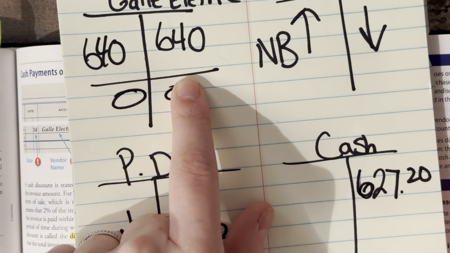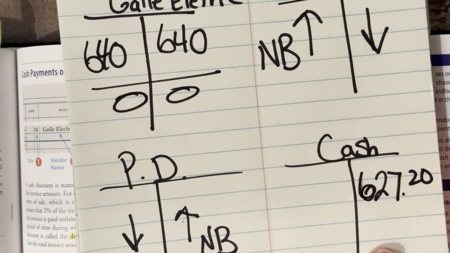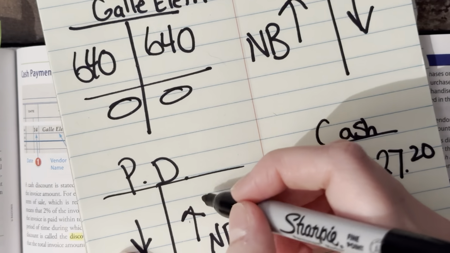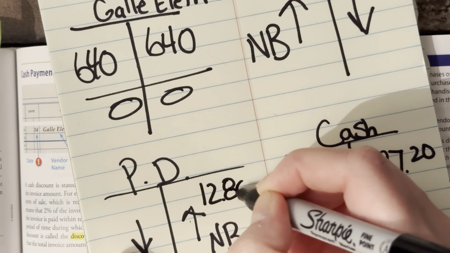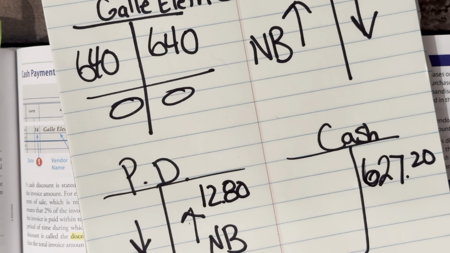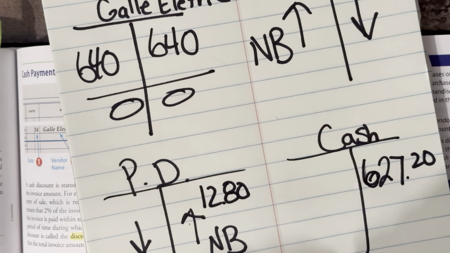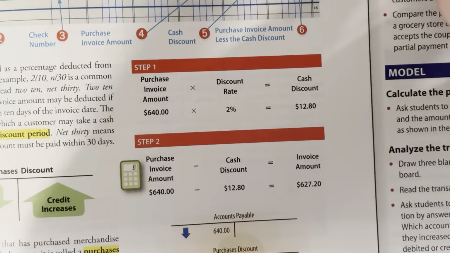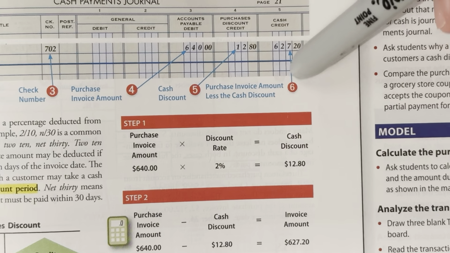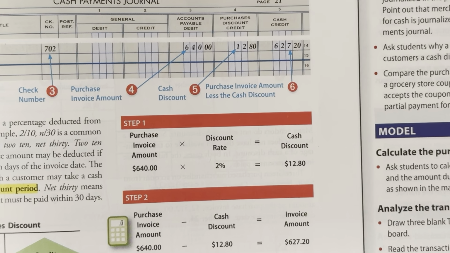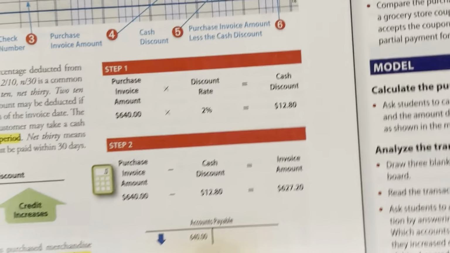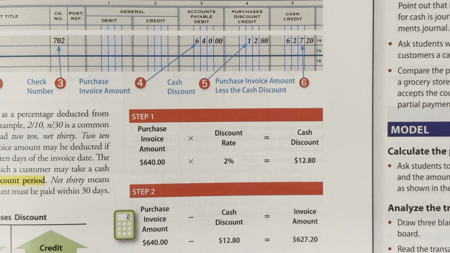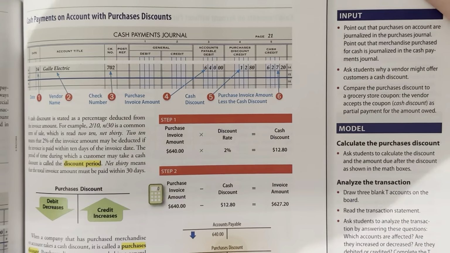But our cash isn't equaling out to $640. So we need to show the difference somewhere. And it's the purchases discount account that we show the differences. So we credit the $12.80. And then our debits equal our credits. This plus this equals the $640. Right here, you can see our debit is $640. Our credits total equal our debits. Okay, so we use this account called purchases discount when we choose to take a discount.